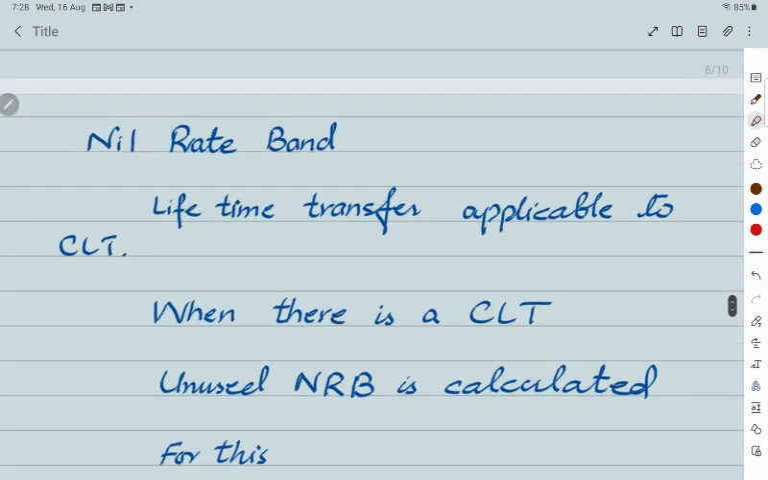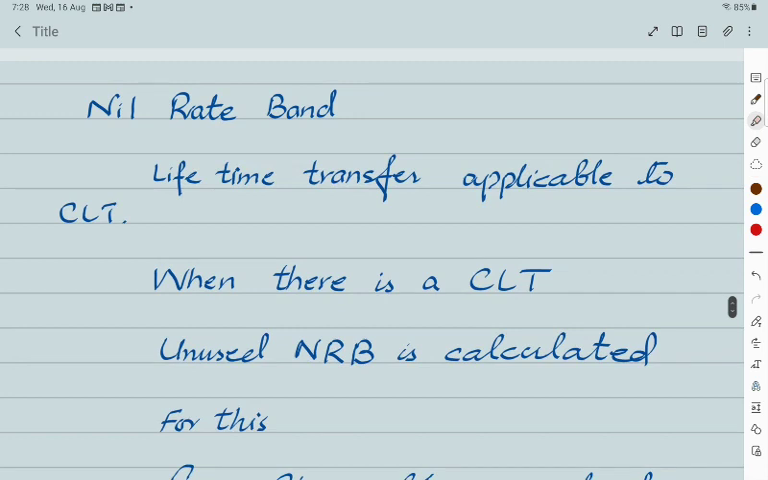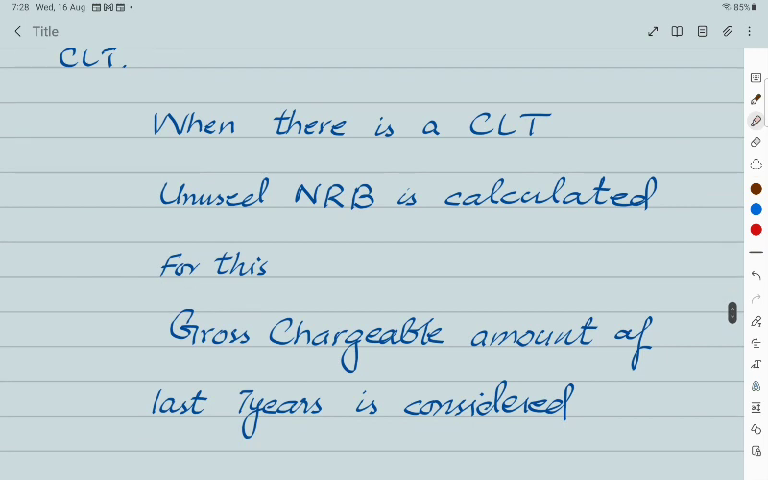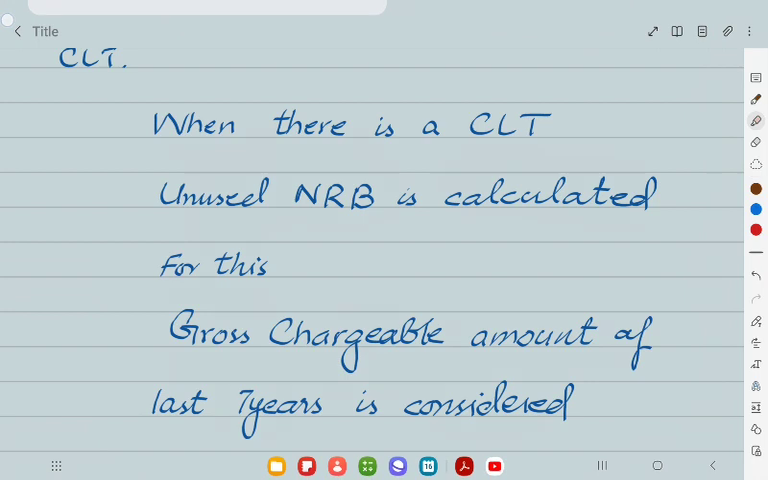Now about the nil rate band for lifetime transfers, applicable to a CLT. When there is a CLT, the unused nil rate band is calculated. For this, the gross chargeable amount of the last 7 years is considered. What you have to consider?